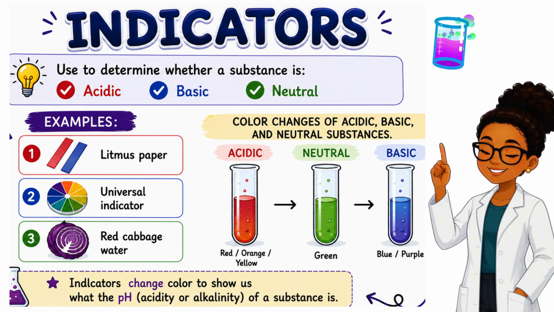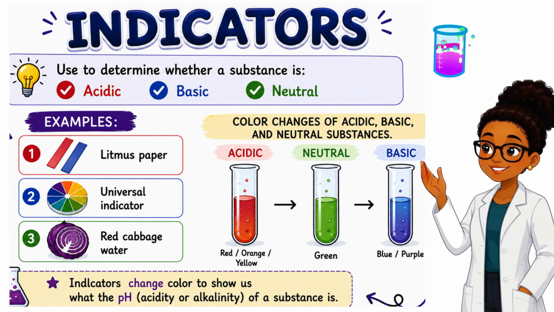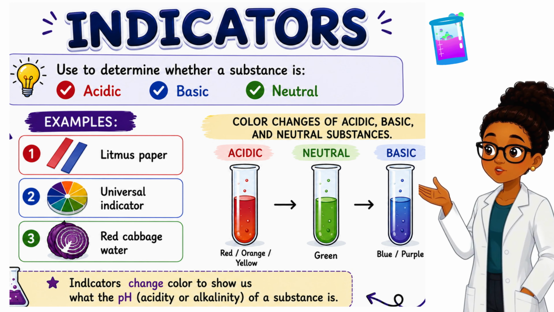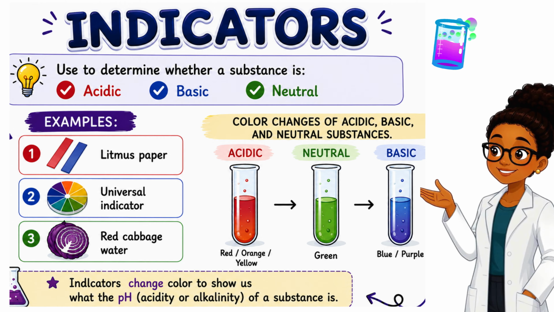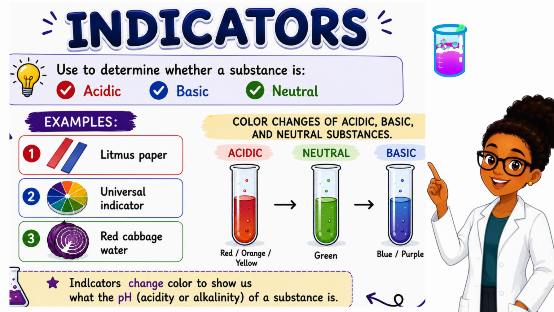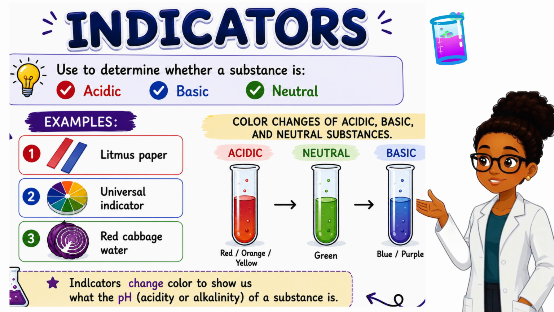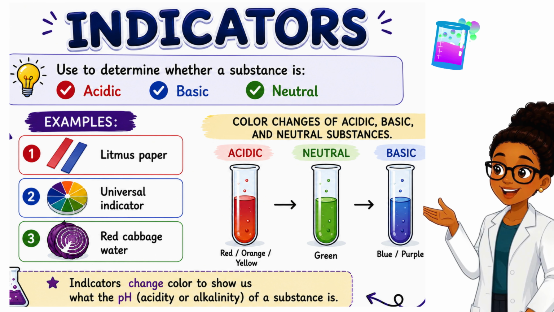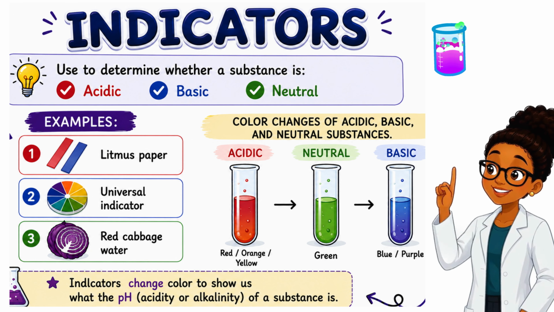Now let's look at indicators. Scientists use indicators to determine whether a substance is an acid, a base, or neutral. Examples of indicators include litmus paper, universal indicator, and red cabbage water. Indicators change color when they come into contact with different substances. Acids usually turn indicators red, orange, or yellow. Neutral substances turn indicators green. Bases usually turn indicators blue or purple. These color changes help scientists identify substances safely and easily.